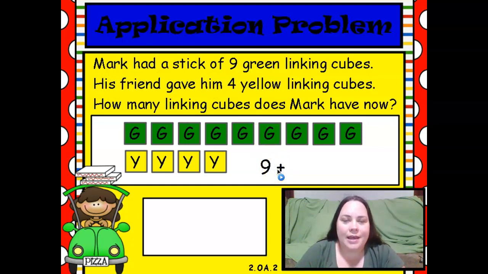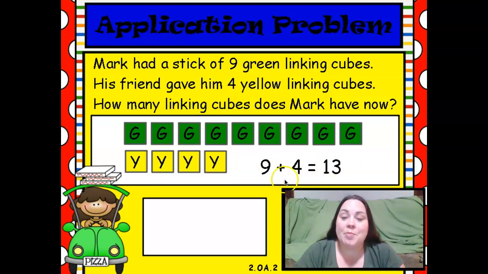Now, how many did he add? Oh, 4. Very good. He added 4. And we want to know what 9 plus 4 equals. So I know he had 9. So I'm going to start with 9 in my head, and I'm going to count on my 4. So 9, 10, 11, 12, 13. 9 plus 4 is 13.